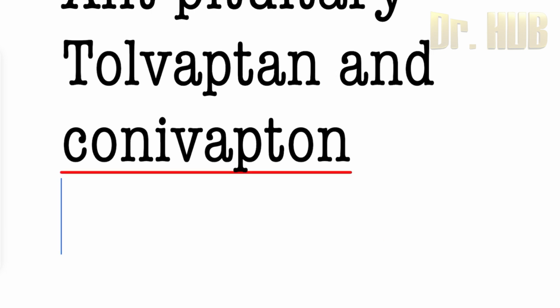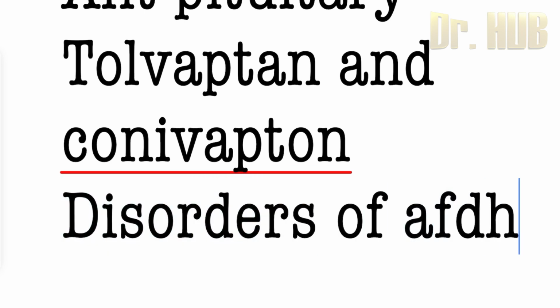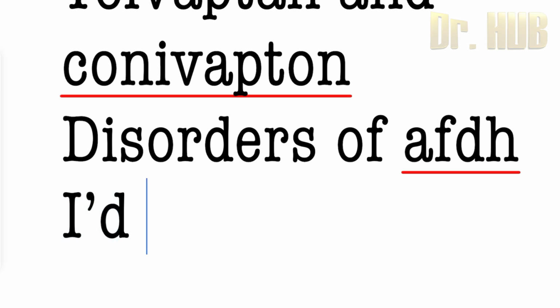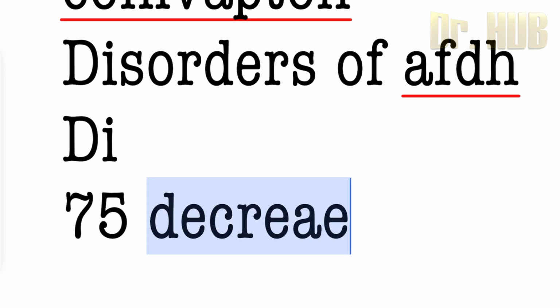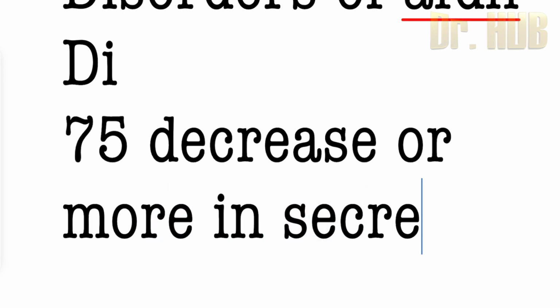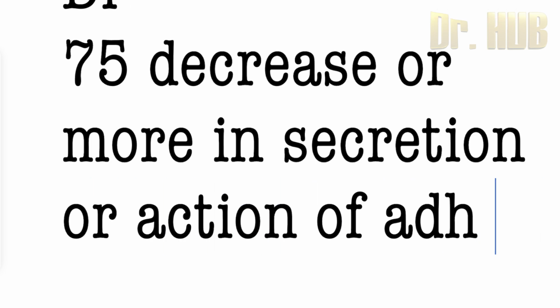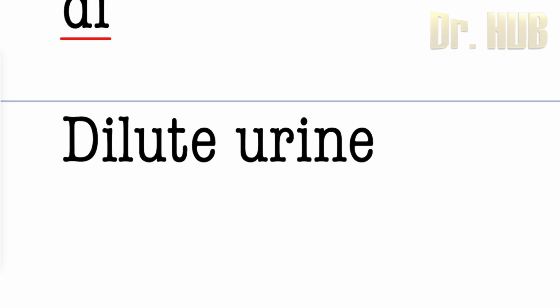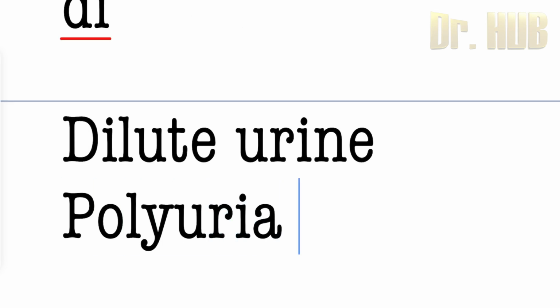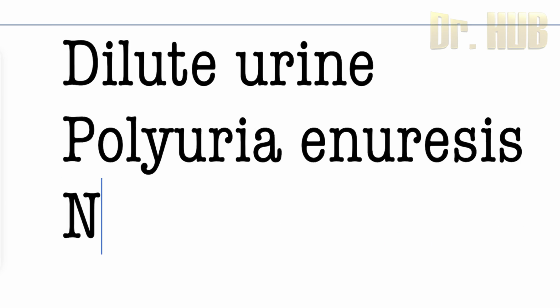What are the disorders of ADH? Let's quickly recap. There is DI, diabetes insipidus. There is a 75% or more decrease in the secretion or action of ADH, known as DI. It is characterized by a large volume of dilute urine, with polyuria, enuresis, and nocturia.